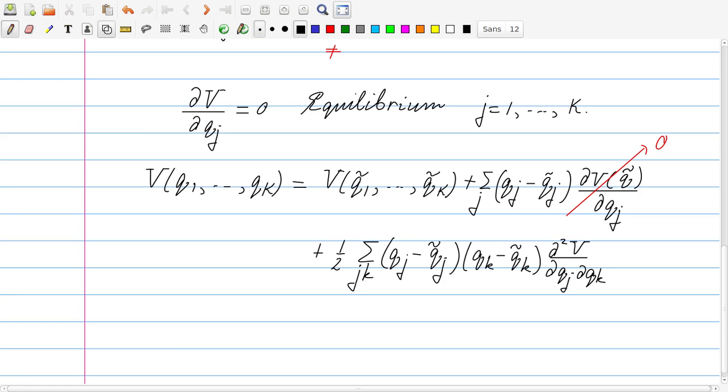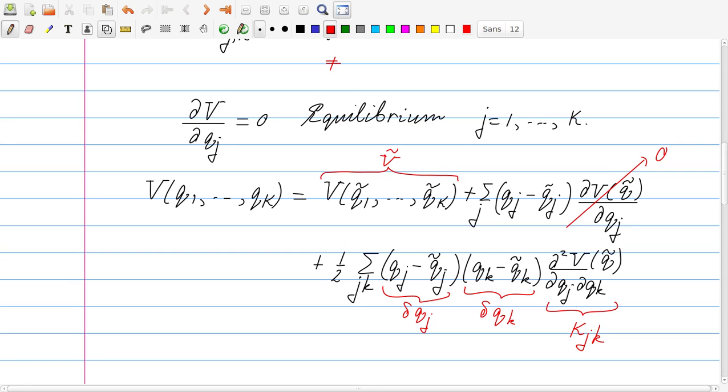So we include the second order Taylor expansion, and we find it from the second derivative of V with respect to q_j and q_k, and then we multiply by the deviation of q_j from q_j tilde and the deviation of q_k from q_k tilde. The derivative of V here is to be taken at the equilibrium point, which is the set of all the q_j tildes.